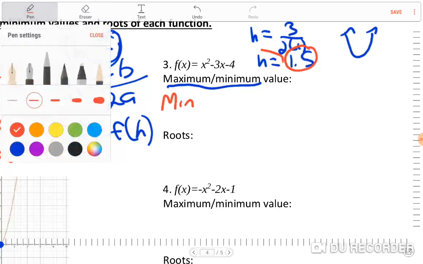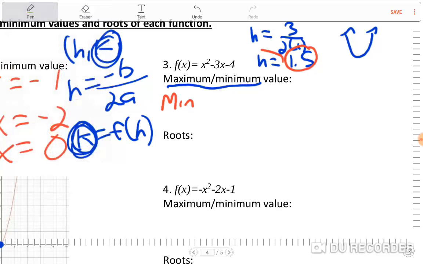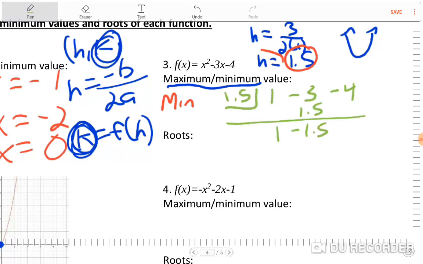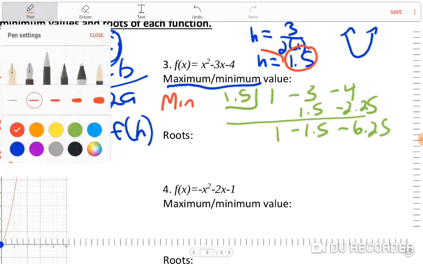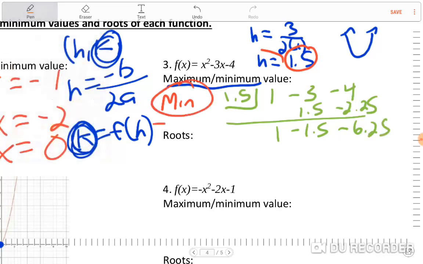But I like to live dangerously, so I show my kids to use synthetic substitution, which you should have learned actually earlier this year. And that's, say, 1.5, 1, -3, -4. Drop the 1, 1.5 is -1.5. This gives you -2.25, I believe. Yep. So that is -6.25. So this function, this parabola, will go as low as y equals -6.25. That's how low it'll go.